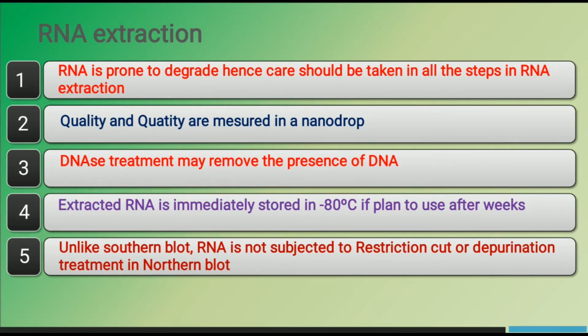Unlike Southern blot, the RNA is not subjected to restriction digestion. Since most of the RNA molecules are mRNA molecules, their size is limited. So restriction digestion is not performed and depurination is also not performed in the case of RNA analysis by northern blotting techniques.